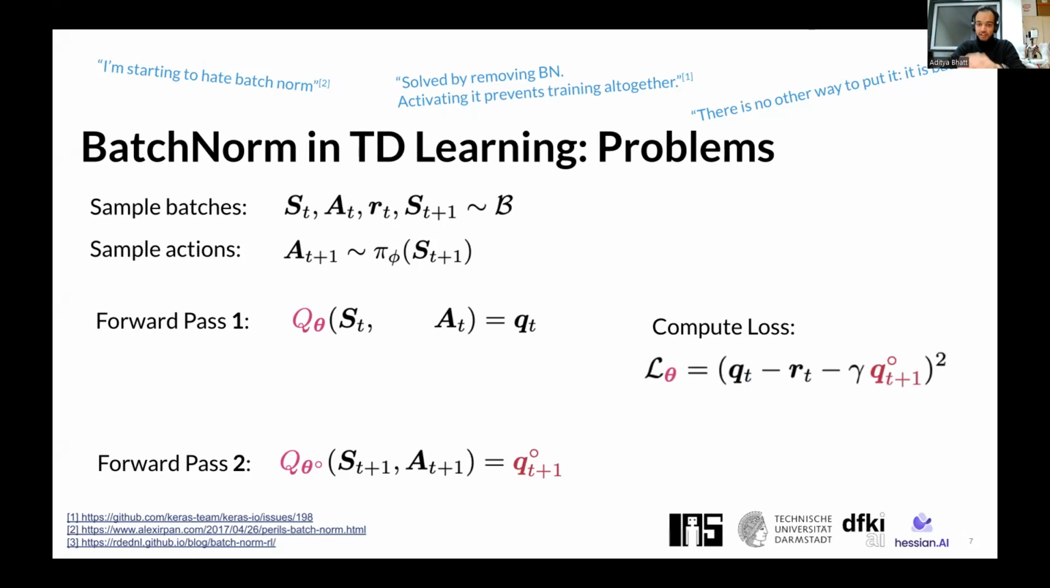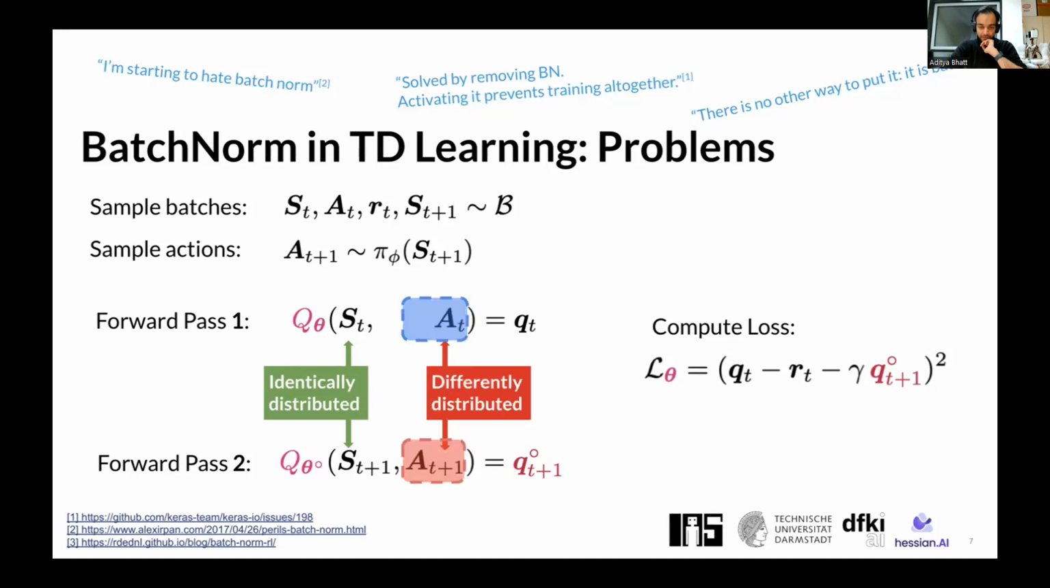And in this paper, we identify that. If you look closely at the two forward passes, you'll see that the state batches have to be identically distributed, right? It doesn't matter what S_t and S_t+1 exactly are. The point is that they're pretty much the same set, just offset by one time step, and they have the same distribution. You can verify this empirically, of course. But what's different is this. These actions have different distributions, because A_t comes from your replay buffer, but A_t+1 comes from your currently trained policy. So these batches have different statistics.